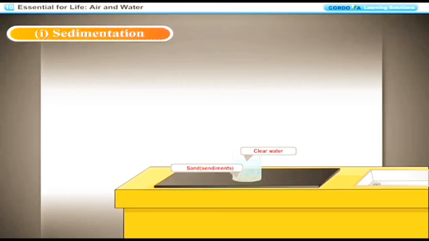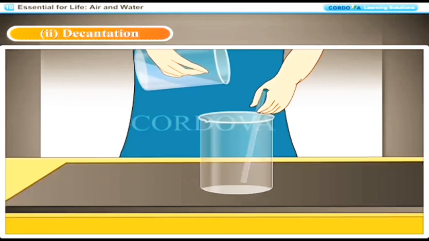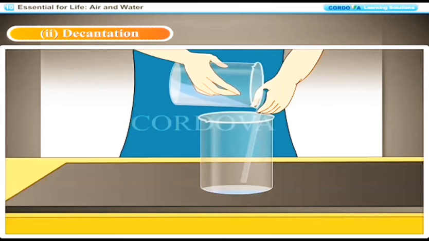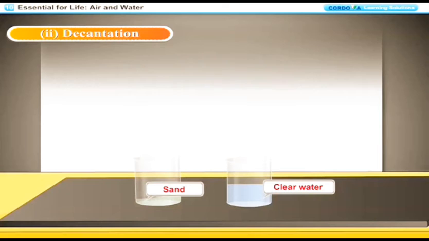This is called sedimentation. Decantation. After sedimentation, the clean water is poured gently into a separate container without disturbing the sediment of impurities. This is called decantation. We can improve the rate of sedimentation by adding chemicals like alum. This is known as loading.